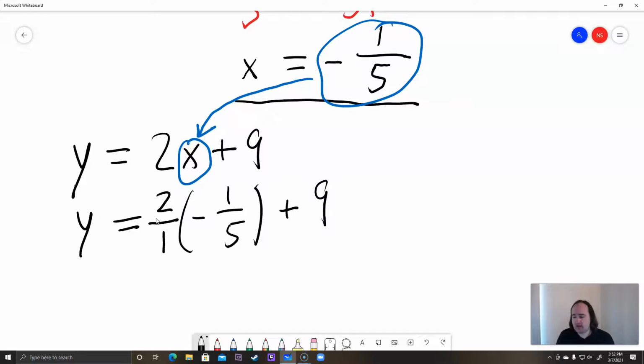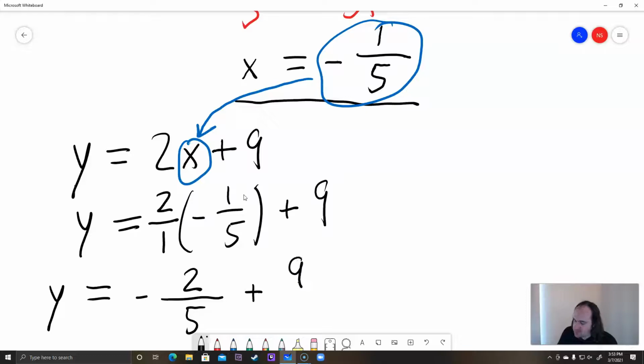And how do you multiply fractions? You multiply straight across. So on the top, we're going to have 2 times 1, which is 2. And then on the bottom, we're going to have 1 times 5, which is 5. And then we still have a minus out front. So we actually have y equals negative 2/5 plus 9. Now this 9 is the same as 9 over 1. Right? Because once again, if they don't write the denominator, it's always 1.